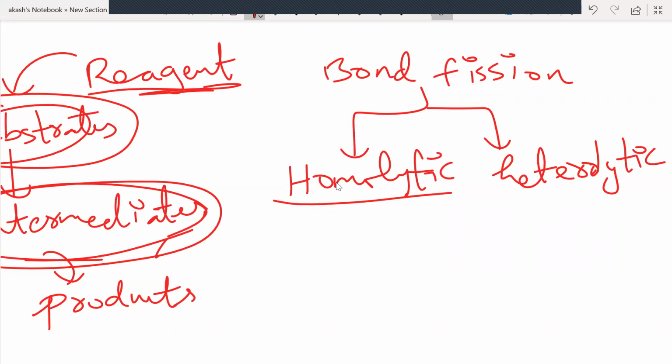So what happens in homolytic is, assume that I have a C-C single bond. The other three things are also there, obviously. Right now, I am going to break this particular bond.